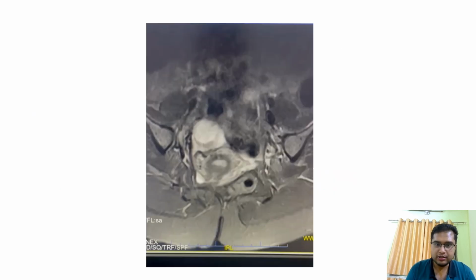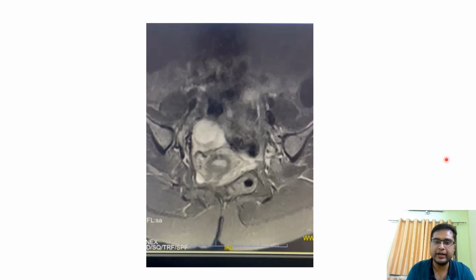Now coming to my next case, this patient presented with left-sided back pain. She's a 25-year-old female who presented with left-sided back pain. And as in most cases, an MRI LS spine was ordered for this particular patient, and the technician was good enough to pick up some abnormality in the sacroiliac joints.